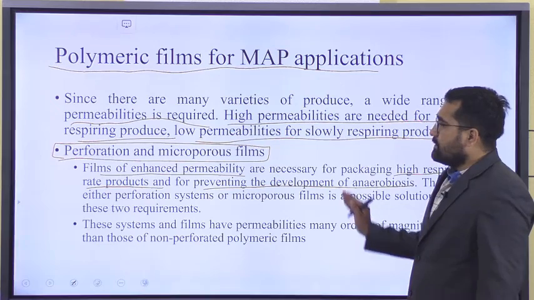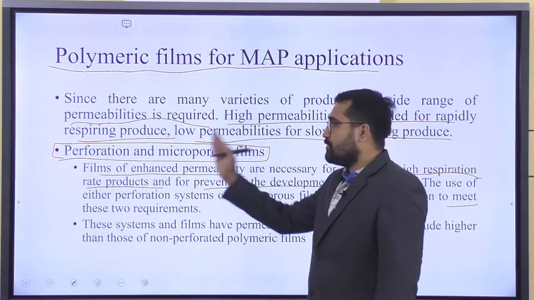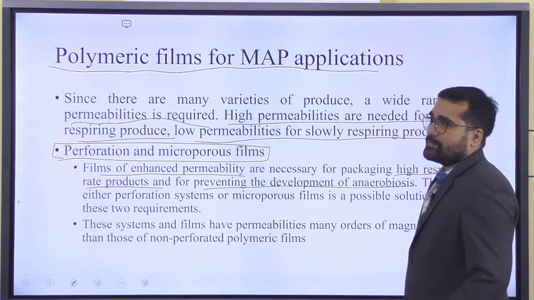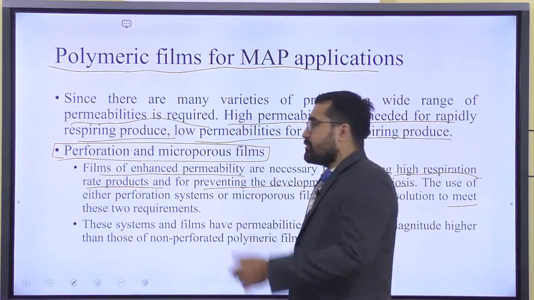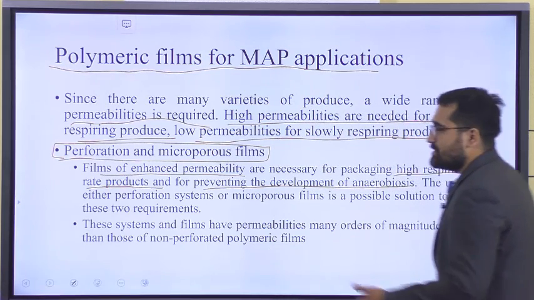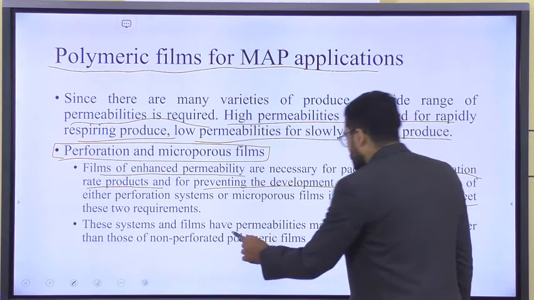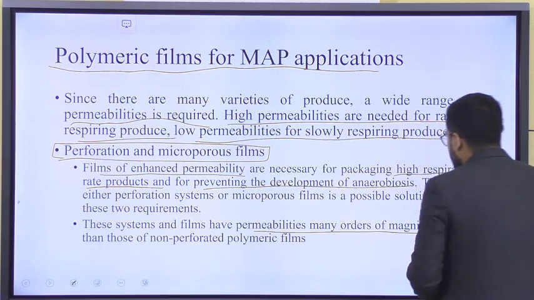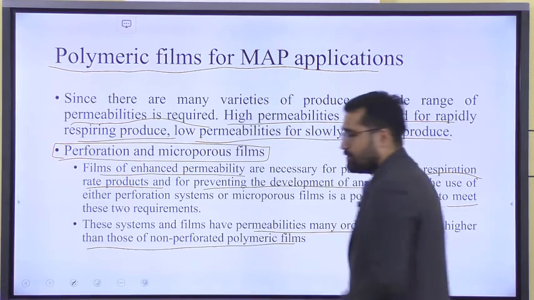So if our respiration rate is very high, we can go for more perforated film, and it will also help to not develop anaerobic bacteria, okay. These two conditions can be overcome. So these systems and films have permeability many orders of magnitude higher than those of non-permeable or perforated films.